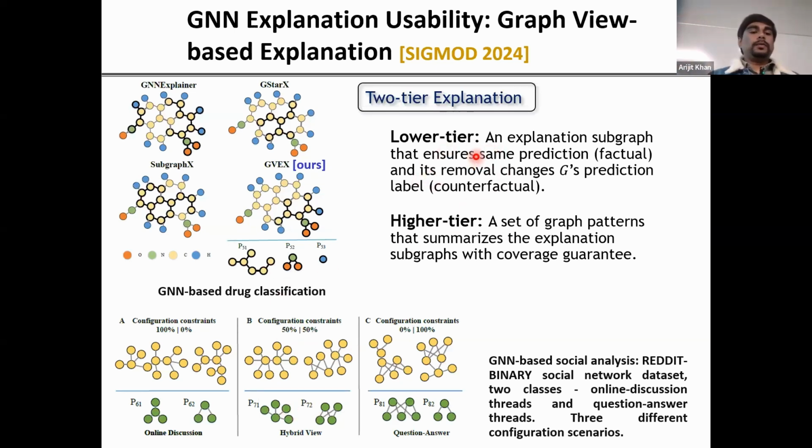At the lower tier, we provide good quality explanation subgraphs, which are still relatively large, but they are highly correlated with respect to the decision of the model. And then on top of that, we apply different kinds of graph pattern mining techniques to identify smaller patterns that can summarize those lower tier explanation subgraphs. So we have these two tiers: the lower tier, bigger explanation subgraphs, and then the higher tier that summarizes those explanation subgraphs in the form of smaller patterns that the domain expert can easily identify based on their domain knowledge.